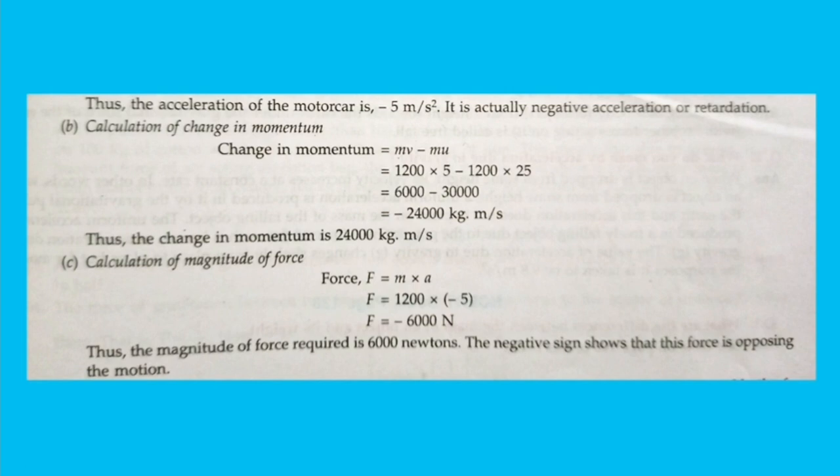So the magnitude of force required is 6,000 newtons here. And the negative sign shows that the force is an opposing force. It opposes the motion of the vehicle.